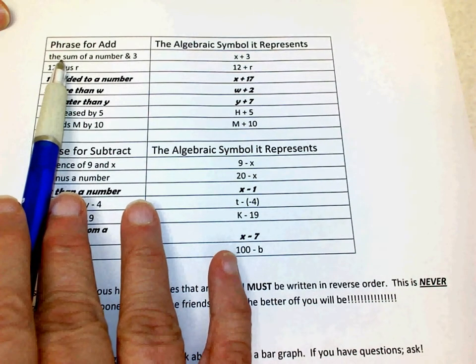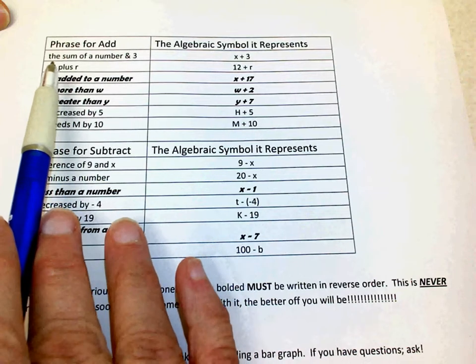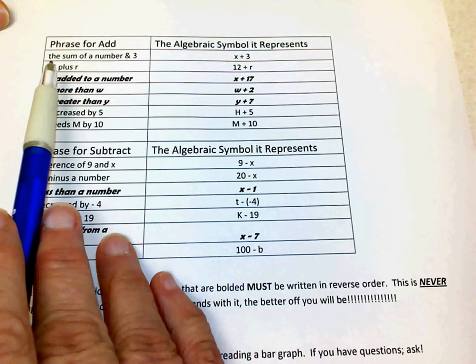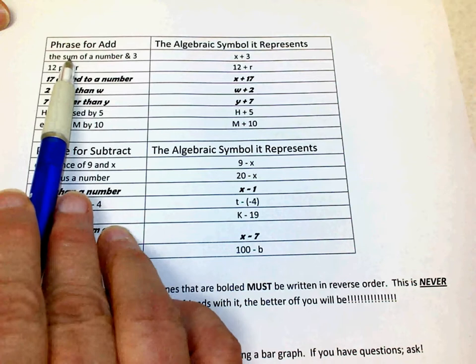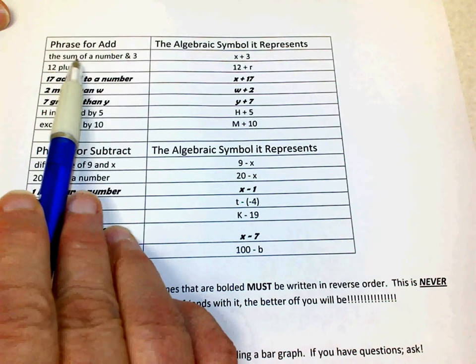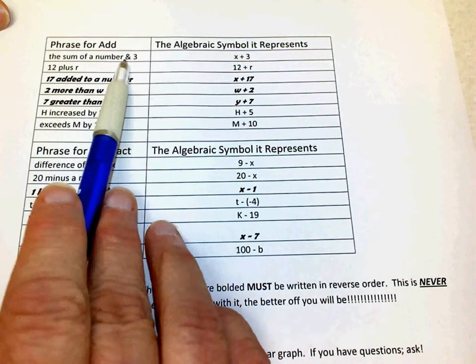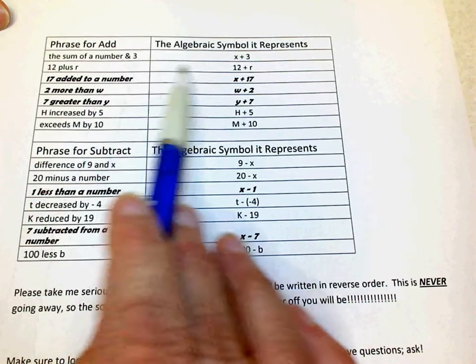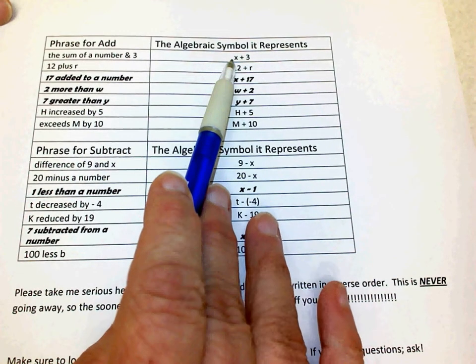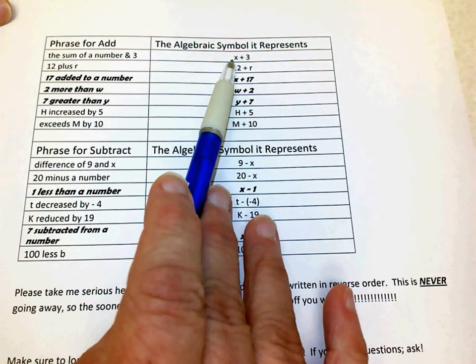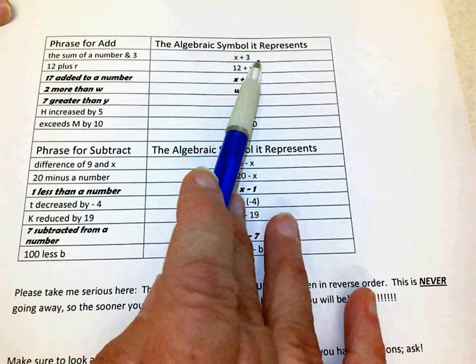The nice part about the majority of the add and subtract is that they come in the order that they're given. Sum, again, means add. The sum of a number and 3. Well, the number, since we don't know it, happens to be x, and then plus 3.